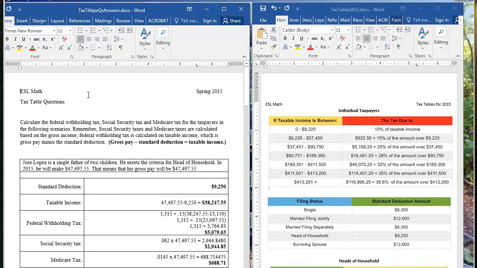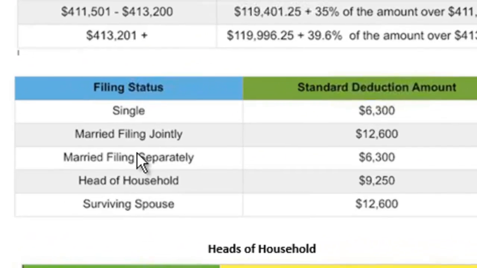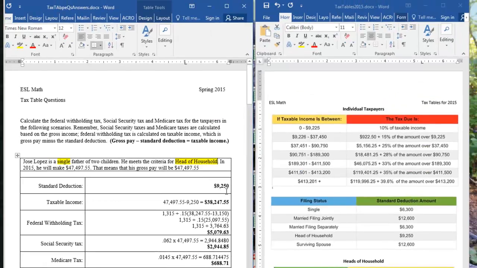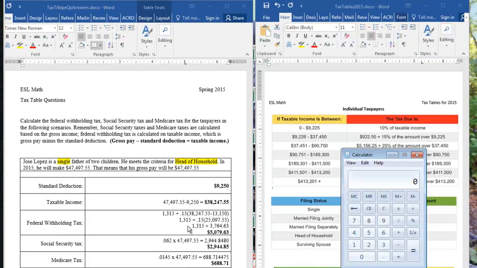So I want to look at the information that we have in here. The important information is that he's a single father, but most importantly, it says that he is head of household, and that tells us that we need to pay attention to his standard deduction for head of household. So if I look over here, I find head of household, and I find that his standard deduction is $9,250, right here. So for me to find his taxable income, I have to subtract his gross income minus the standard deduction.